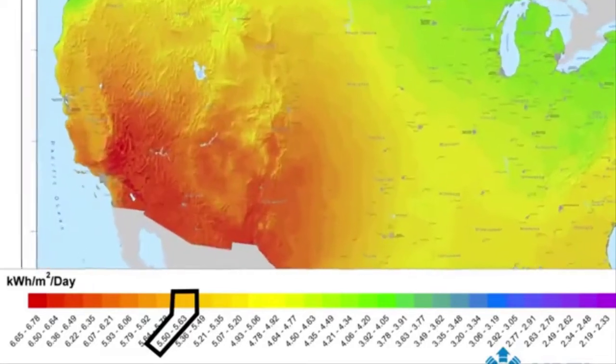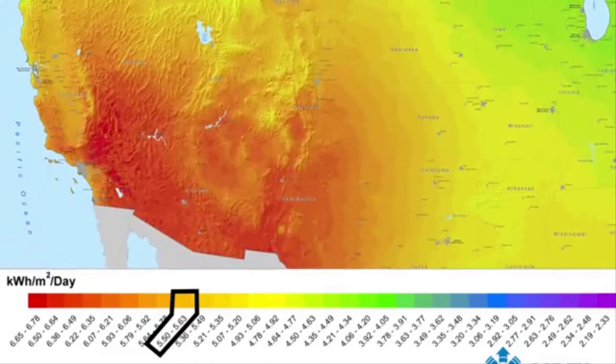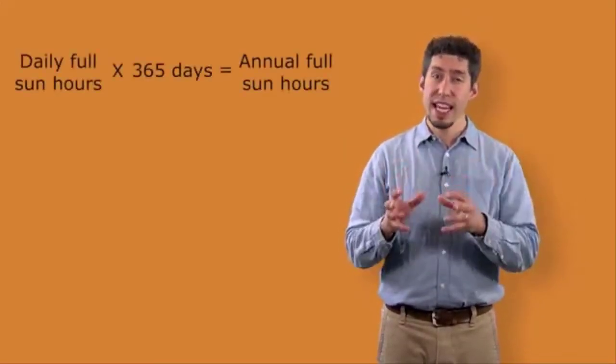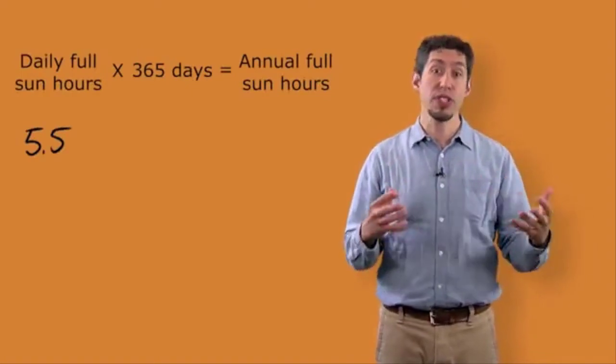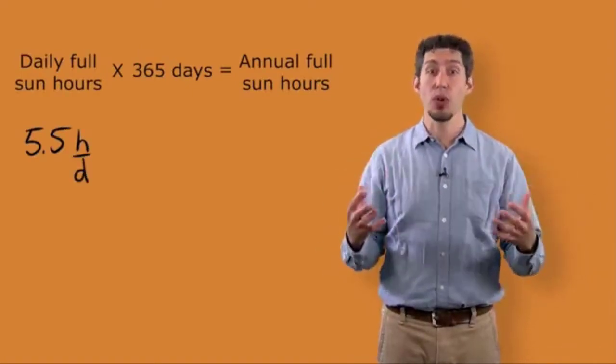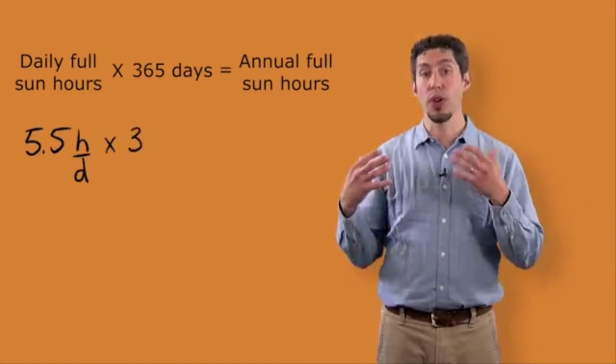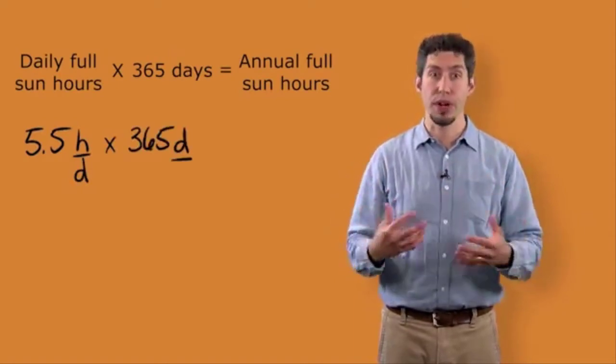That orange color corresponds to somewhere around the southern Midwest, Oklahoma, Texas, in the United States, as well as much of the west coast of California. Since we need annual sunlight energy, we're going to have to multiply that daily full sun hour level by 365 days to get the total annual energy or total annual full sun hours per year.